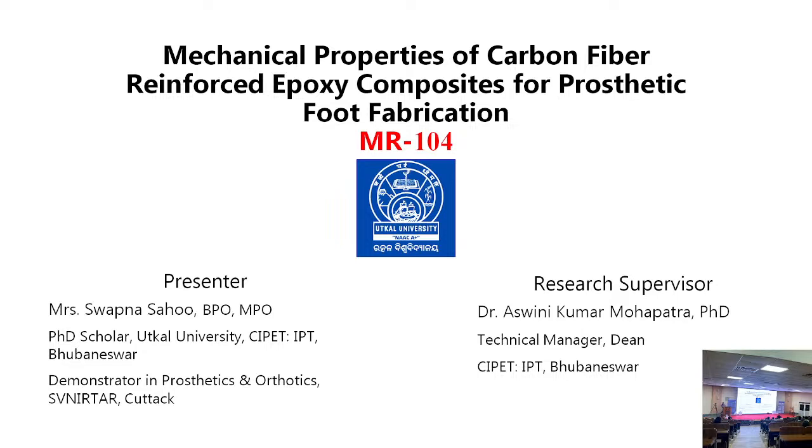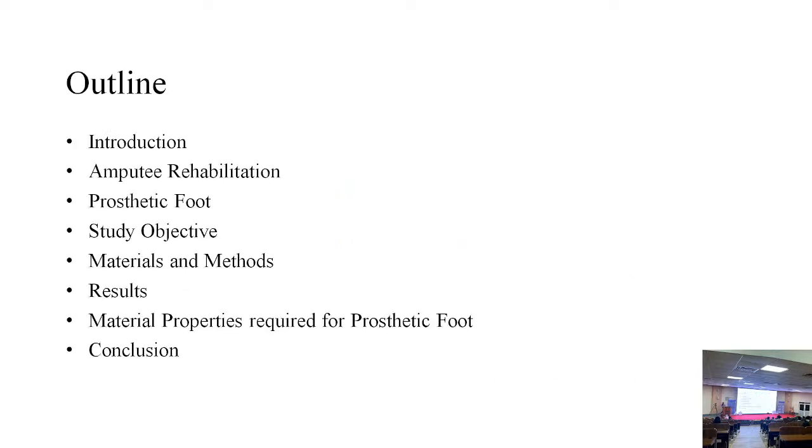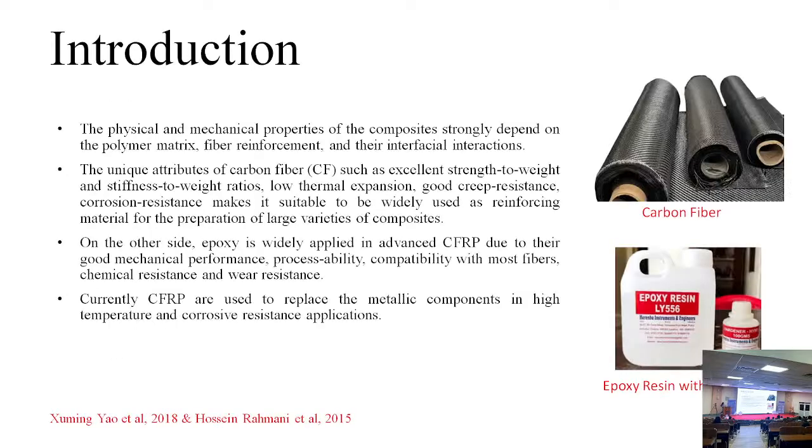Next slide please. Composites are a combination of two or more different materials, with excellent properties and mechanical characteristics compared to when they are used individually. Next slide please. This is the outline of the presentation. There are two components of the composite. One is the carbon fiber, which is used as a reinforcing material, and another one is the matrix.